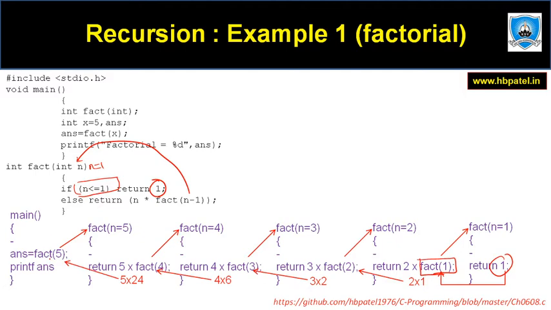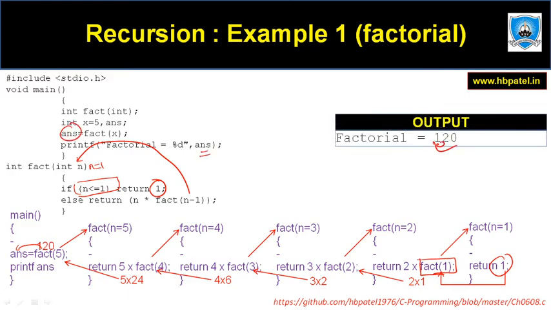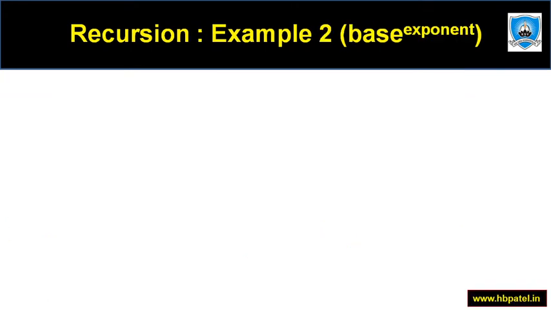And that 120 goes to fact and again it will be copied to answer. Alright, so answer will be 120. So when we print answer, it will be 120. So this is how the factorial is calculated using recursive call. You can see this code at this GitHub repository.